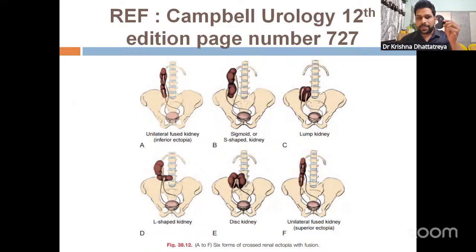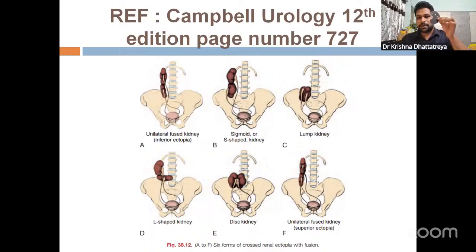Suppose this is the normal kidney, located on the left side, and this is the crossed ectopic kidney. If the ectopic kidney is fused to the inferior pole of the normal kidney and its ureter is located on the opposite side in the bladder, then it is called inferior ectopia. If the ectopic kidney is fused to the superior pole and the insertion of the ureter is located on the opposite side into the bladder, then it is called superior ectopia. The first and last images are inferior and superior ectopia.